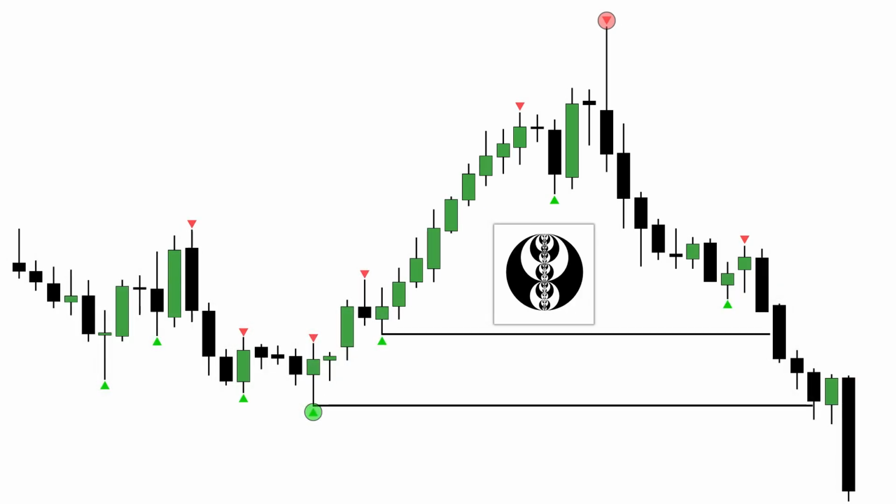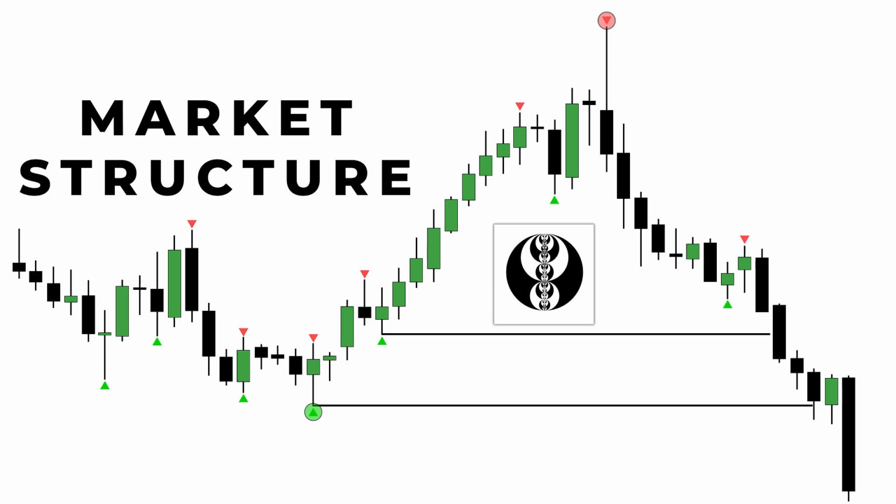Today I'll be teaching you about market structure and how you can use it to determine market direction with precision. I'll share live examples to help you apply this knowledge right after watching. The market is always moving towards the next PD arrays, and it's our job as traders to figure out which one is being targeted next so we can capitalize on that move. That's why understanding market structure is crucial.